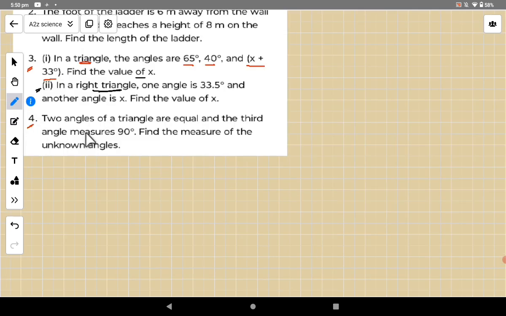Here is our last question. Two angles of a triangle are equal and the third angle measures 90 degree. See, in a triangle, if one angle is 90 degree, then the triangle will be definitely a right triangle. One angle is 90 degree and two angles are equal. Consider these two angles as x. Now it will be easier for us.